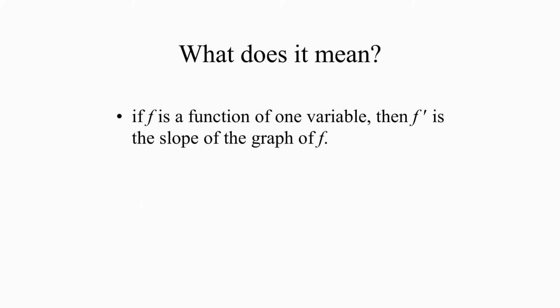So what does it mean? That's the first thing that we need to make sure that we understand. Well, back in Calc 1, we all know that if f is a function, then f prime could be interpreted as the slope of the graph of f. This is just something that it's common that you know. When you think of slope, you think of derivative. Derivative is slope. So that's just something that you're familiar with.